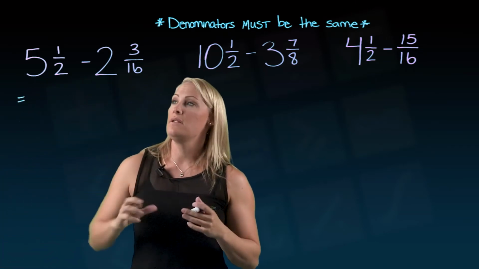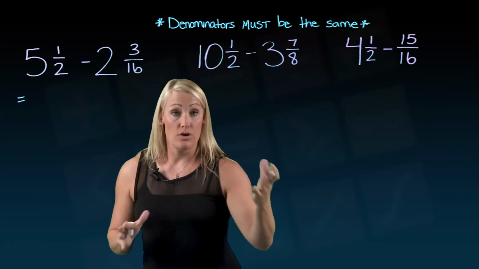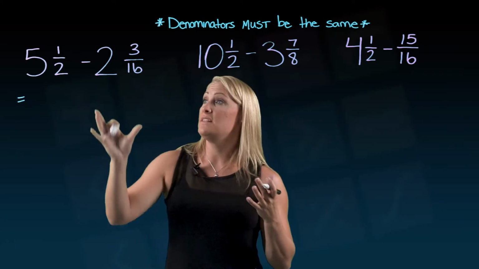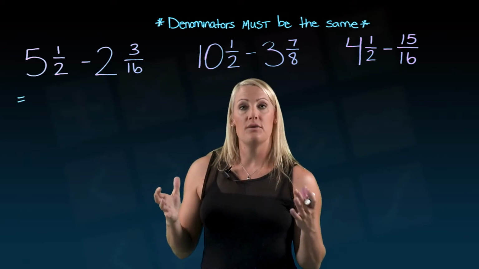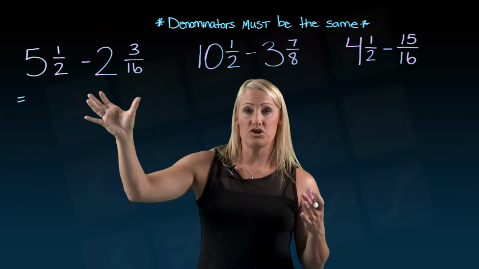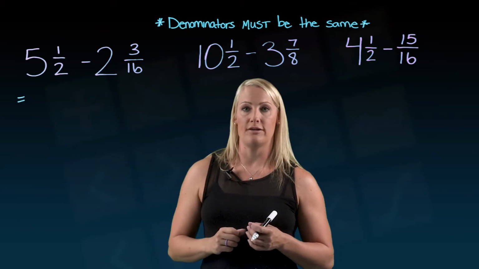In this one, I've got 5.5 subtract 2 and 3/16. Now you know from the previous examples that we did that those two denominators need to match. They need to be the same. So why don't you take a minute and give that one a shot, try that one on your own, and then come back and we will check our answer together.